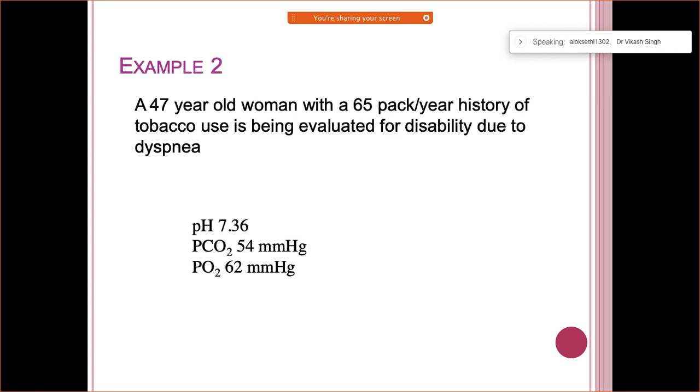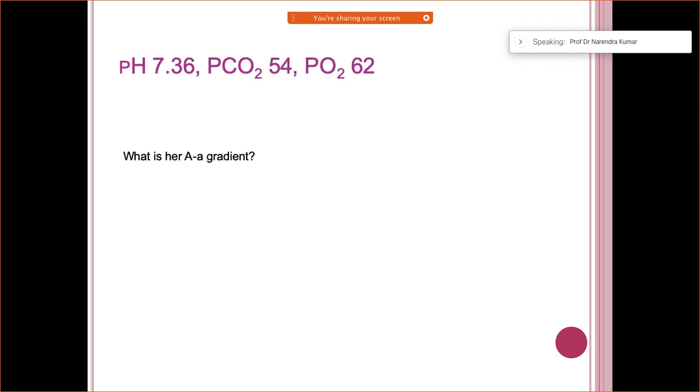So PCO2 is 54, right? And the PO2 is 62 over here. So let's try to be, first of all, very smart, guys. Let's try to see whether it is acute or chronic. I'm already getting some smart answers as well. Conflicting answers. Okay, let's try to find it out in the meantime.